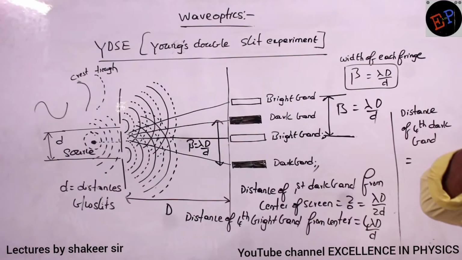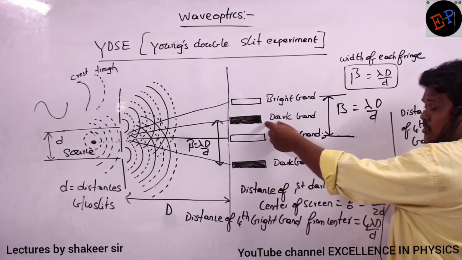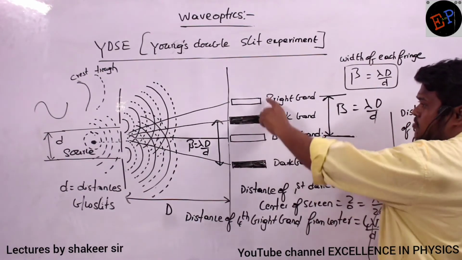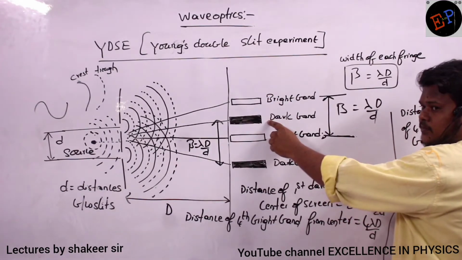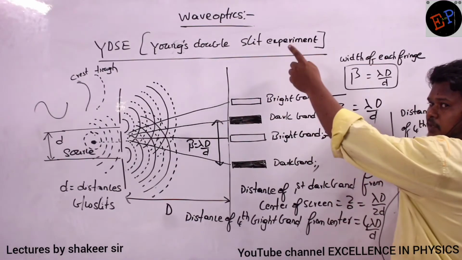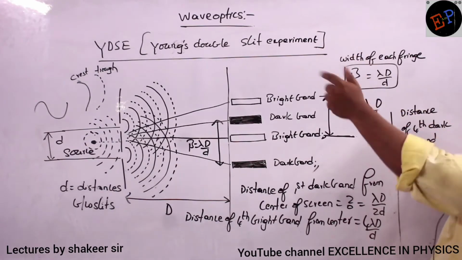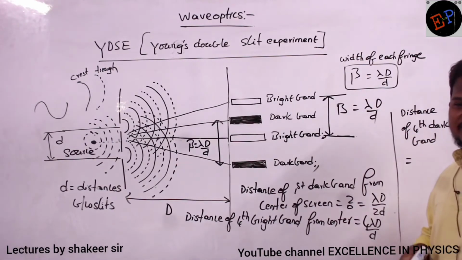3.5 times of beta. That's it. Clear? See here, from the center to the first dark band, it is half beta, no? The total distance is beta, but the first dark band is at half beta, and from that the second one is beta more, the third one another beta, the fourth one another beta: beta plus beta plus beta, plus beta by 2. That's all. Did you understand?